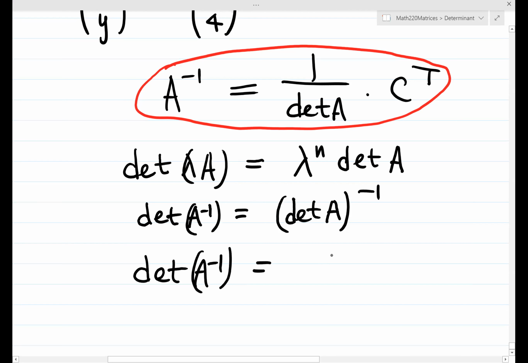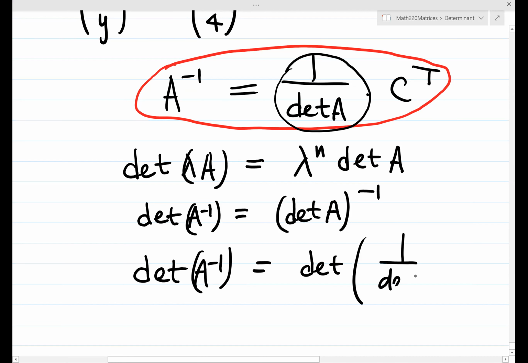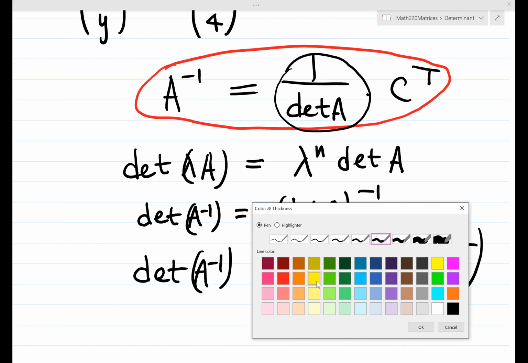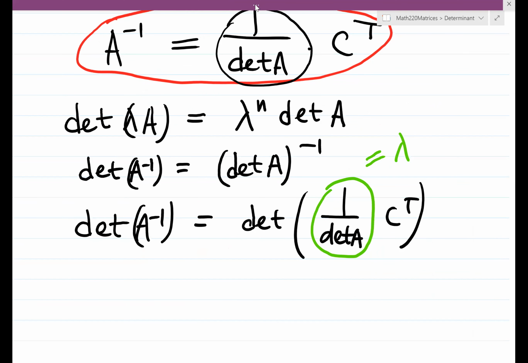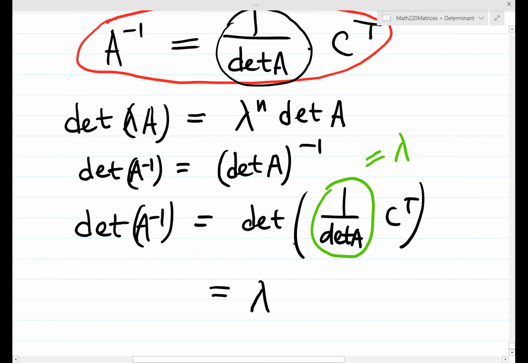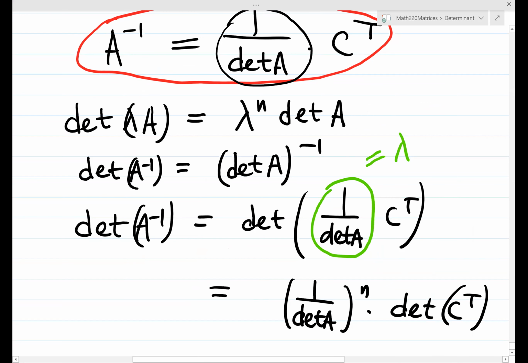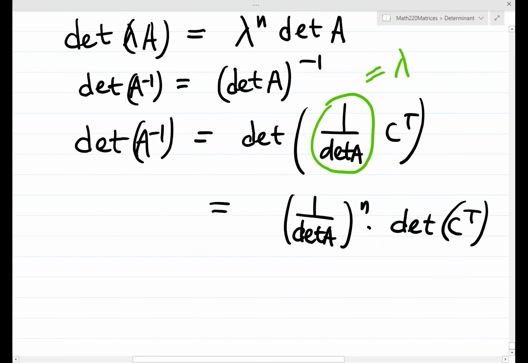Here 1 over the determinant of A is a scalar, call it lambda. The determinant of 1 over the determinant of A times C transpose, by the multiplication rule for determinants, gives lambda to the power n, that is, 1 over the determinant of A to the power n, times the determinant of C transpose. Remember, the determinant of the transpose of a matrix equals the determinant of the matrix itself.